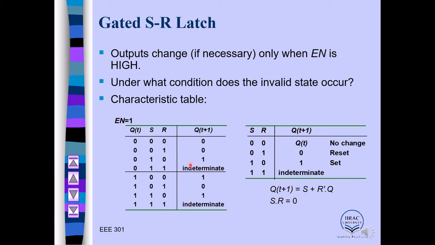If you draw the K-map for this one, Qt+1 against S and R, you will find this kind of equation. So this is Qt+1 equals S plus R' Q, where Q is Qt. You can simplify your K-map and you will find this kind of equation.